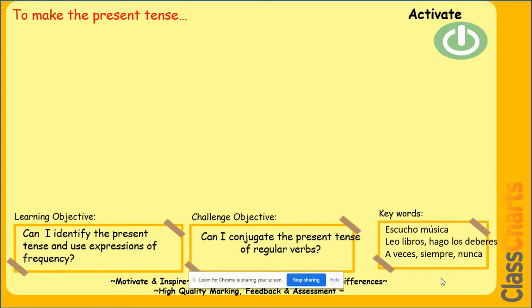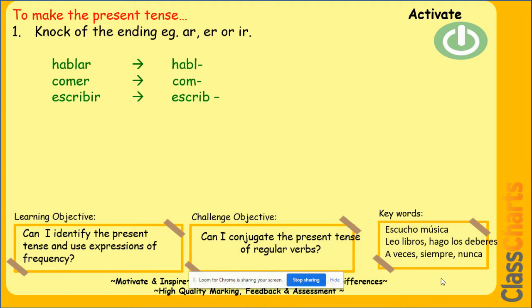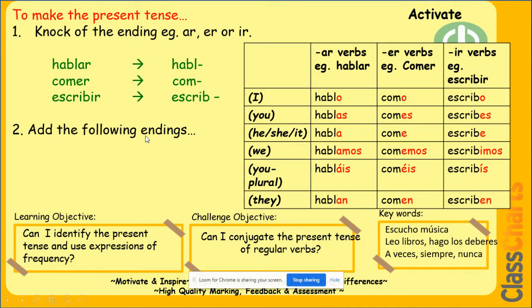To make the present tense, what we need to do, first of all, is take the infinitive of the verb, such as hablar, comer, or escribir, and knock off the endings, that's the AR, ER, or IR endings of the verb. Therefore, we will be left with habl in the case of an AR verb, com in comer, and escrib for the IR verb. Then, the second step is to add the following endings.